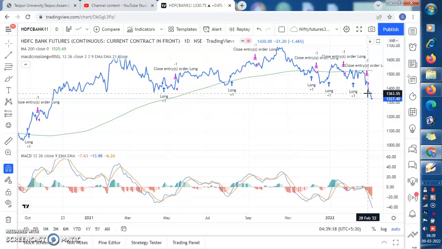But in terms of business, it is the largest private sector bank, and under the able leadership of Aditya Puri ji, it has made significant technological innovations, and it has captured significant market share in the private banking space.